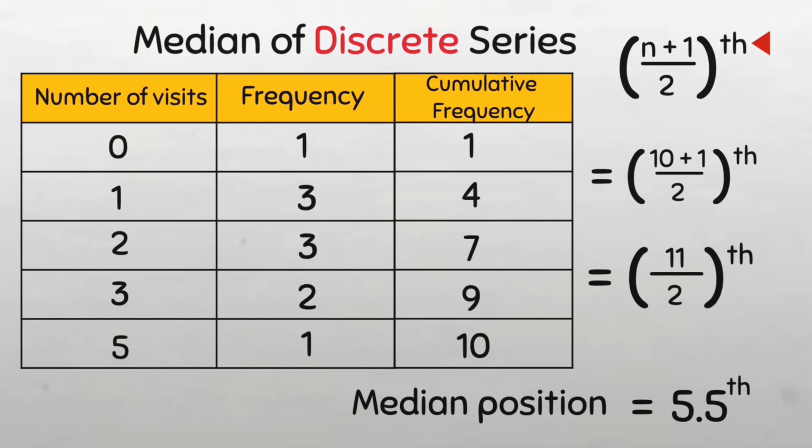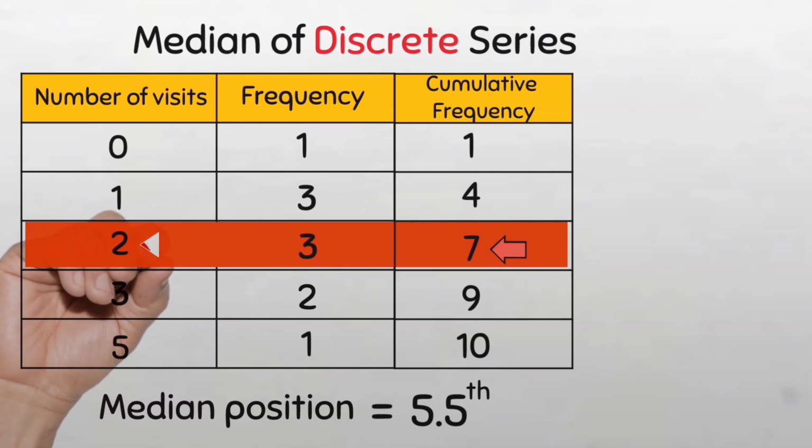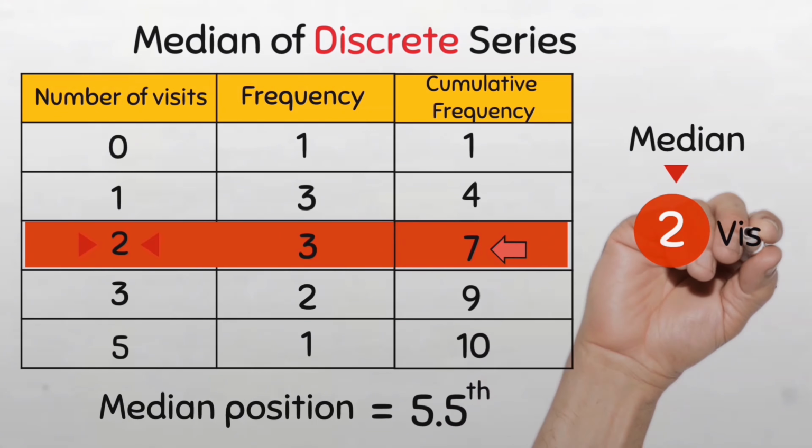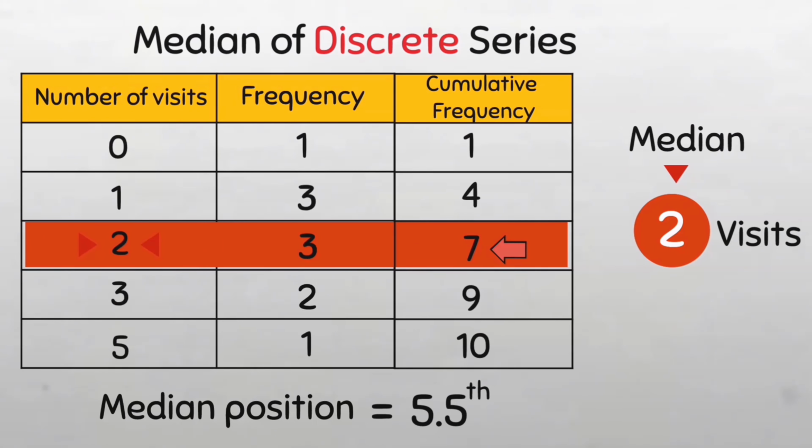Now we know the position of the median. Next, we will need to locate the median value. To do this, we'll also use the cumulative frequency. The median is going to be at the cumulative frequency value, which is just above the median position. So if we look at the cumulative frequency, the one just above the 5.5th position is 7. So we'll just trace this back to our original number of visits, and we see that our median number of visits is 2 visits. Easy peasy.